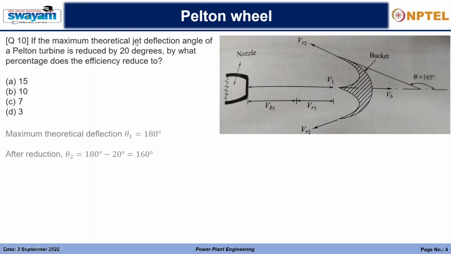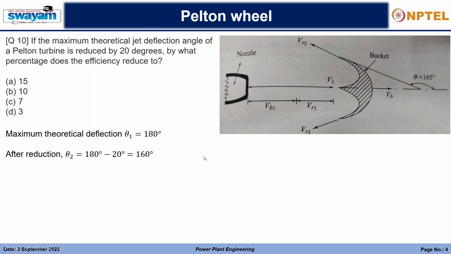The maximum theoretical jet deflection is 180 degrees, because if we arrange the turbine blades in such a way that the jet is reflected in the opposite direction of that coming from the nozzle, that is completely 180 degrees, right? Generally that is not done. The 165 degrees that is kept is because the jet should not directly hit the bucket in front of this bucket. There should be a provision for the water to move out without hitting the subsequent buckets. That is why 165 degrees is kept.